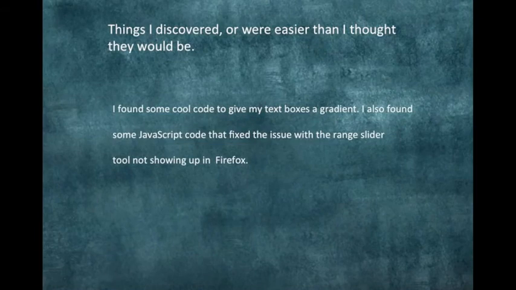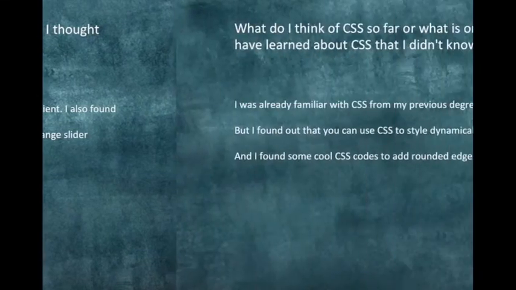Things I discovered were easier than I thought they would be. I found some cool code to give my text boxes a gradient. I also found some JavaScript code that fixed the issues with the range slider tool not showing up in Firefox.